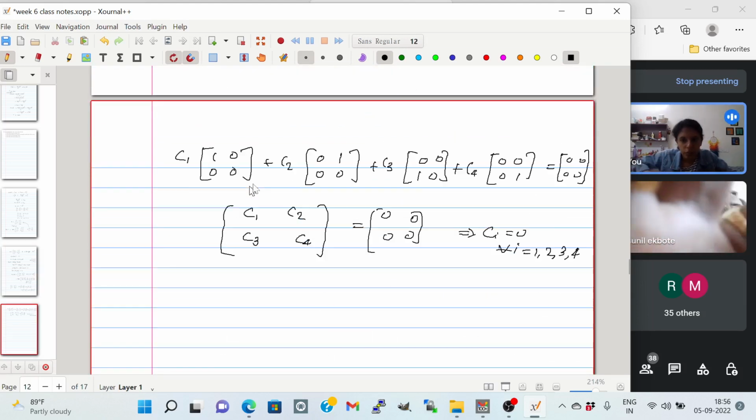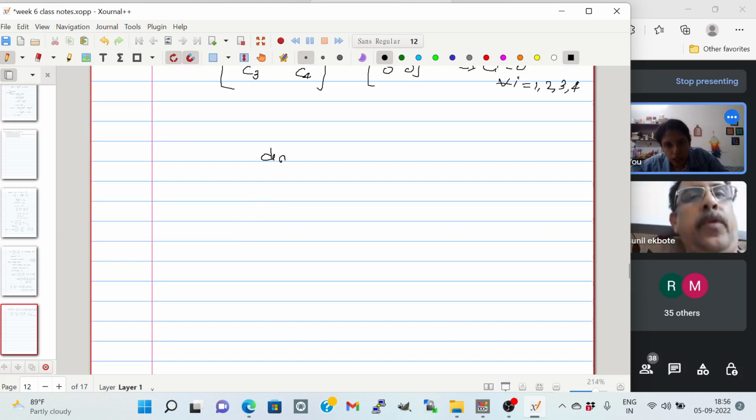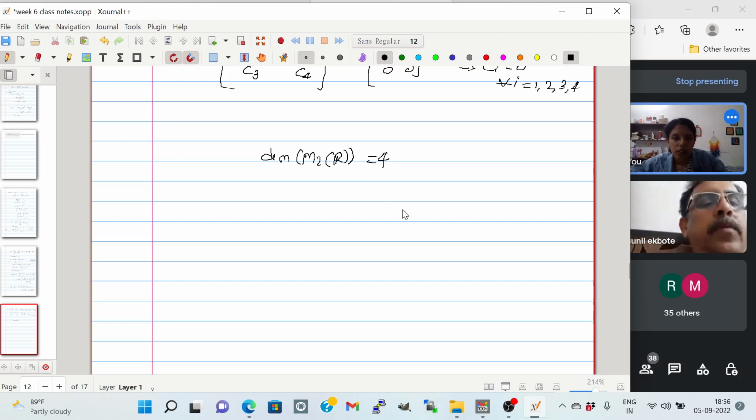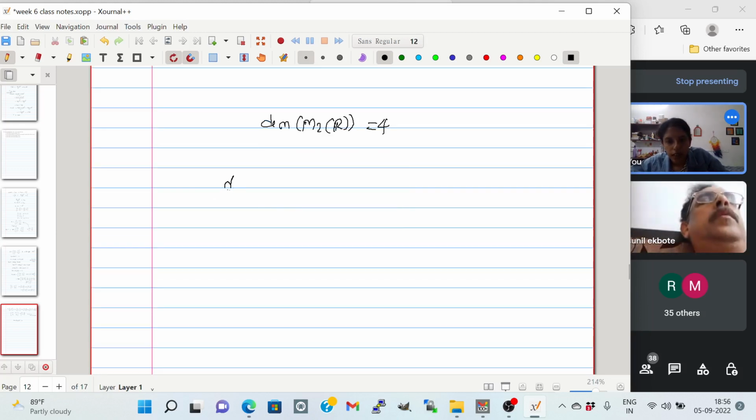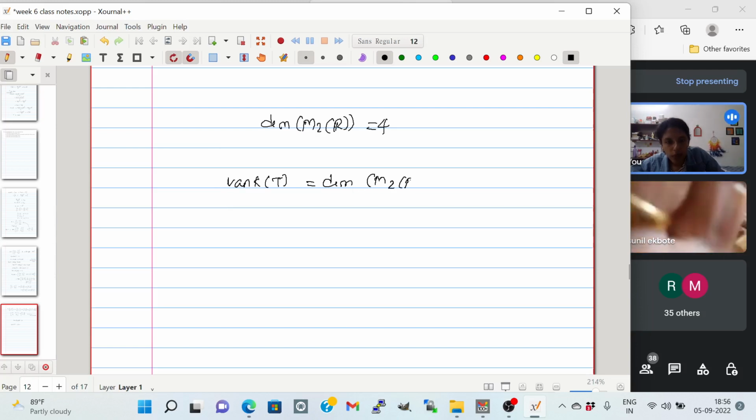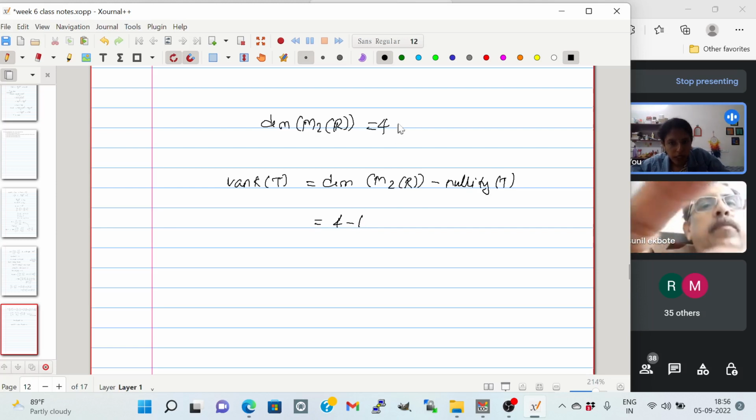So what is dimension of M2 of R? Dimension of M2 of R, as you said earlier, is 4. From the rank nullity theorem, rank T equals dimension of M2 of R minus nullity of T. This equals 4 minus 1. This is 4 and nullity already found is 1. This is 3. Rank of T is 3.